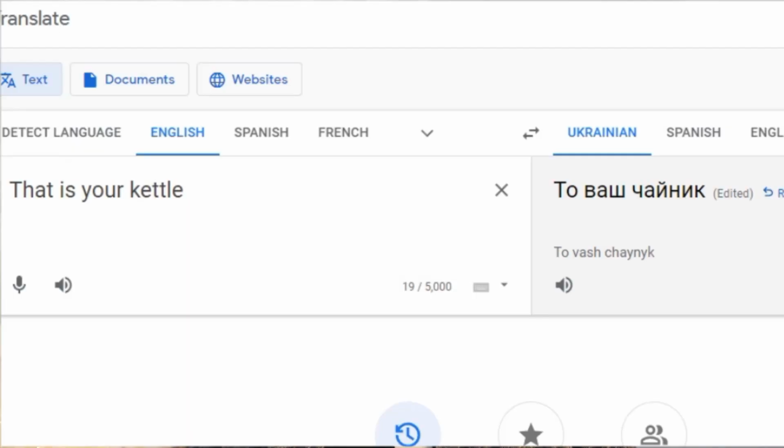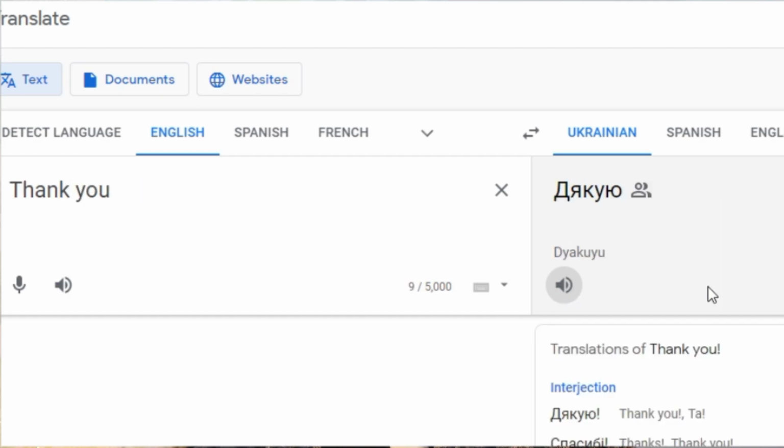I thought a way of the other person in the dialogue confirming that they know is to say, that is your kettle, or that is your cat, that is your dog. So that is your kettle. To wasz czajnik. So nasz is ours and wasz is yours. To wasz czajnik. Tak, prawilno. And thank you. Dziękuję. And that's it.